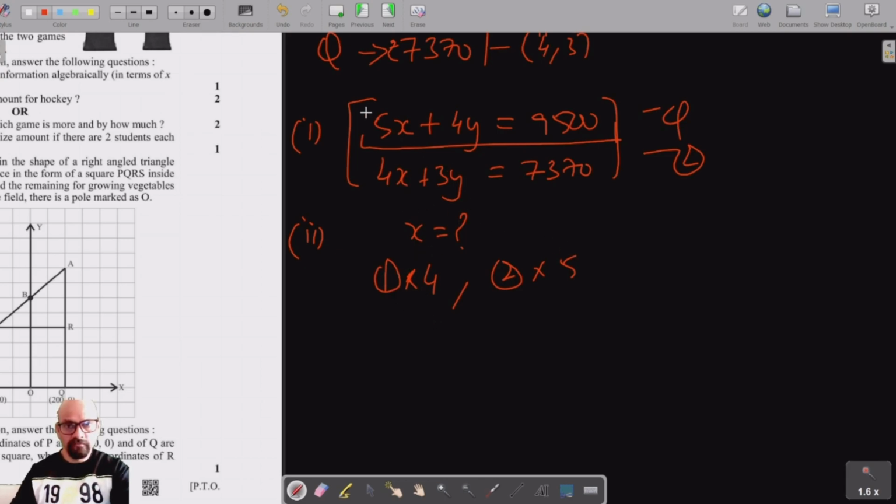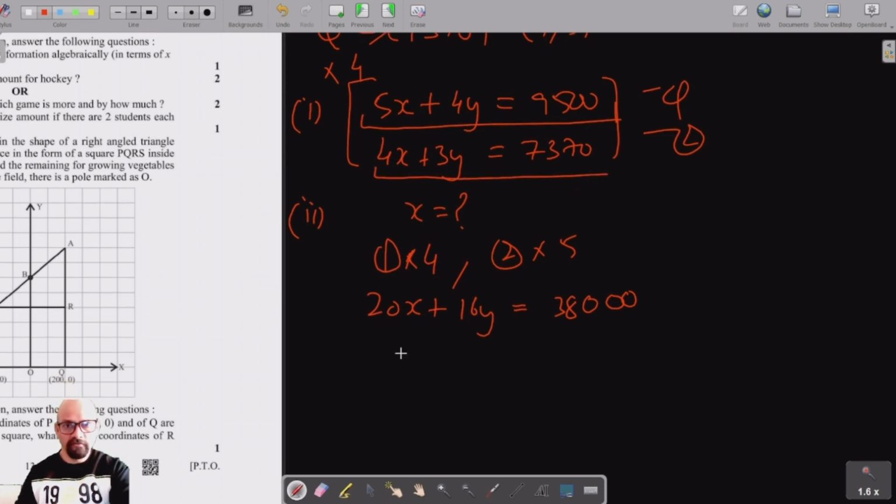So 1 when multiplied with 4 gives 20x plus 16y is equal to 38,000, 5 fours are 20, 9 fours are 36. And when 2 is multiplied with 5 it gives 20x plus 15y is equal to, 7 fives are 35, so 36,850.